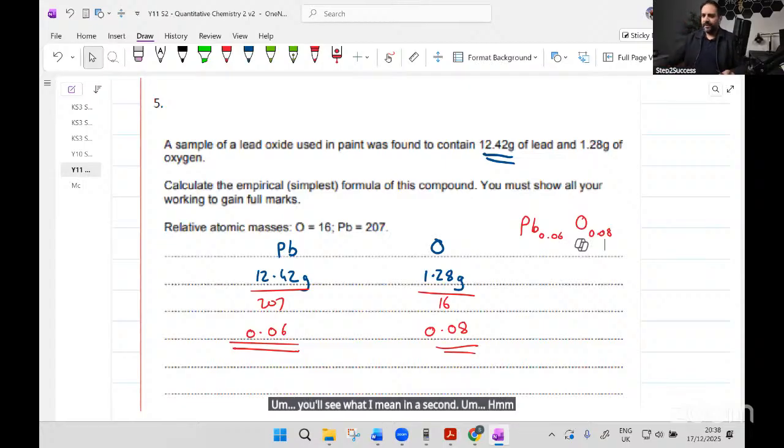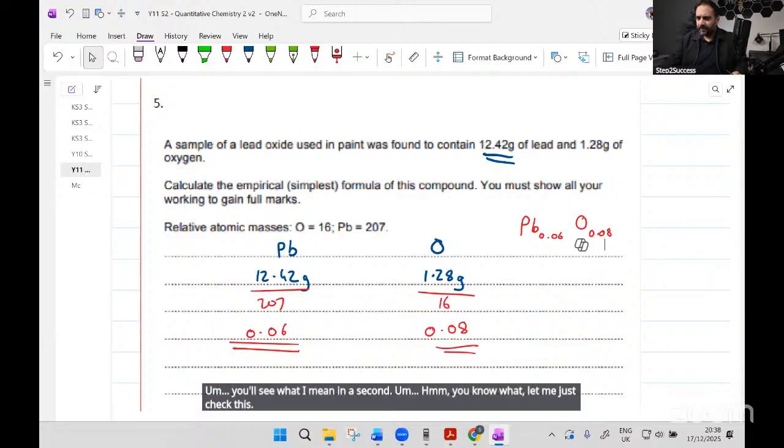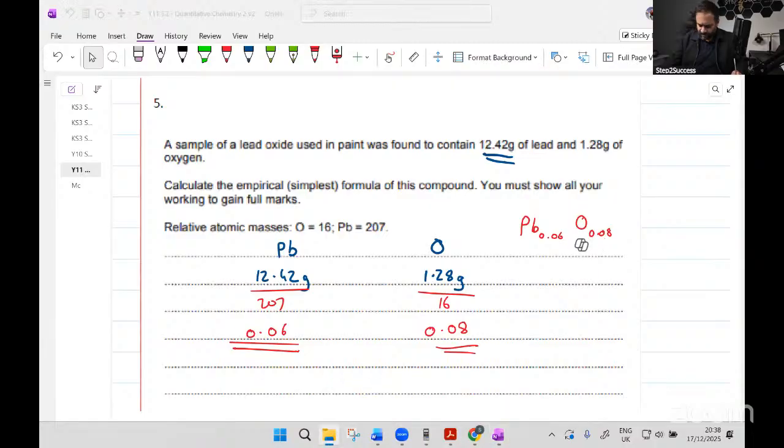You know what? Let me just check this. Do you use a 30? I don't think you do. Because the compound involves lead and oxygen, so I don't think you do. For this one, you don't, because you're not converting to moles technically here. Let me just make sure that's what the mark scheme says. I'm quite confident that this is correct.